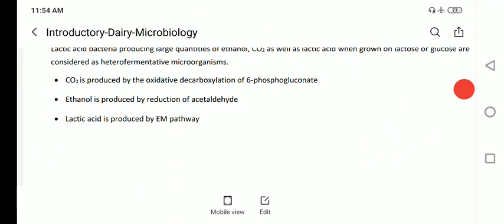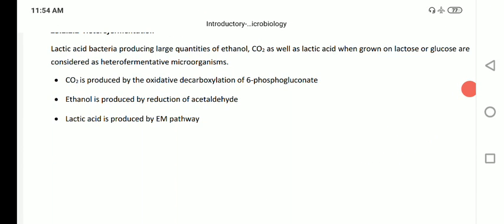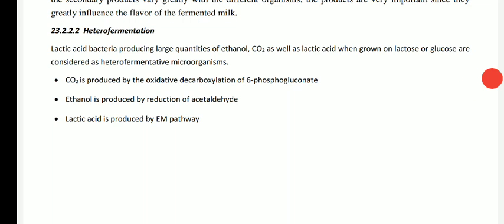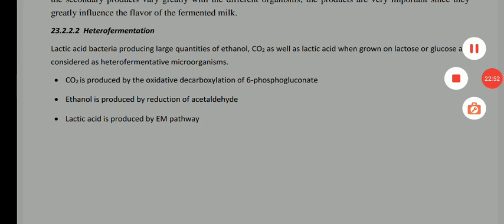So this is the overall scenario for fermentation of milk. In the next lecture, we'll see abnormal fermentations and some spoilage related issues in milk. Okay, thank you.